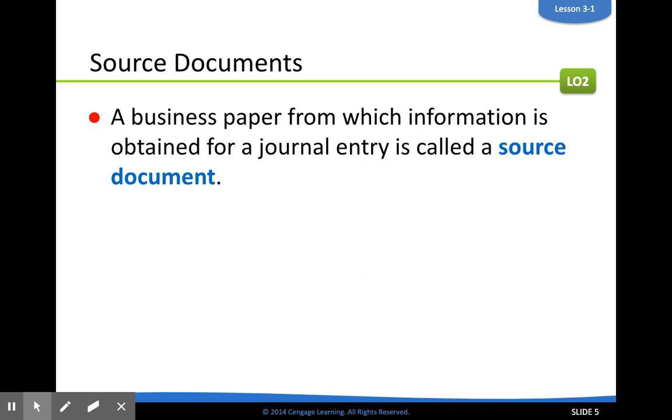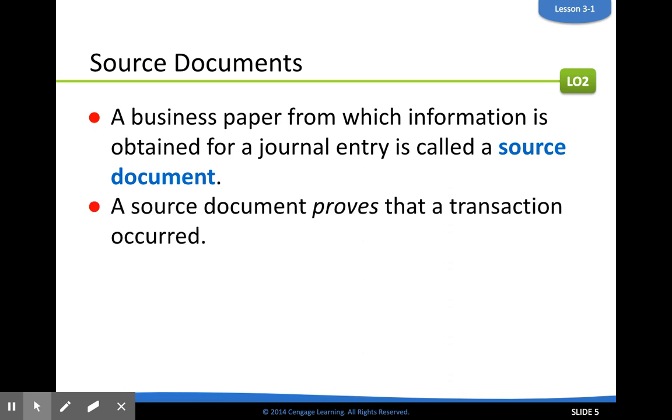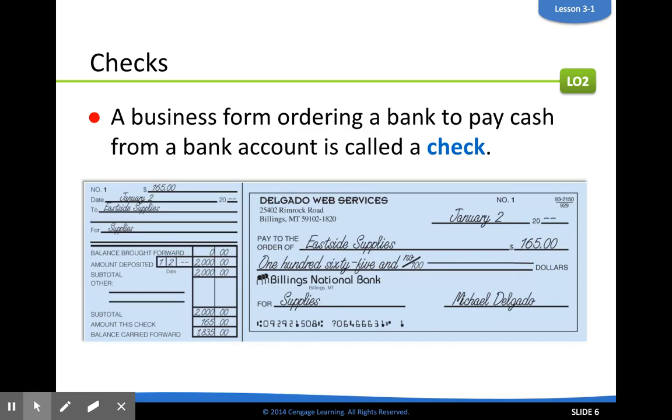Now in all of our examples, of course, we have very organized day by day the transactions we need to do. But in a real world setting, no one's going to provide you with that list of transactions. You're going to have to go through source documents in order to know what transactions you need to record. So the first thing that you need to know is that a source document proves that a transaction occurred. That's key. So our first source document is a check.